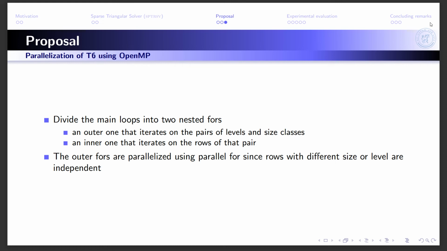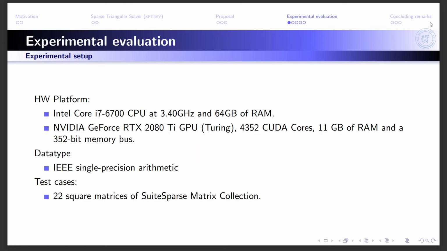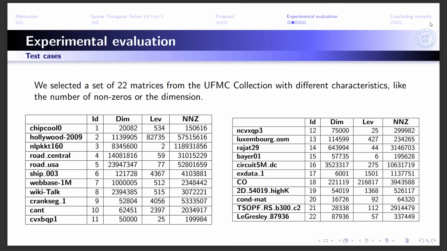improve the execution time. The hardware platform is an Intel Core i7 and an NVIDIA 2080. The data type is IEEE single precision, and the test cases are 22 square matrices of the SuiteSparse matrix collection, formerly the University of Florida collection. As you can see, there are a lot of different dimensions and non-zeros, and we also track the level structure, the number of levels each has, and they're different.